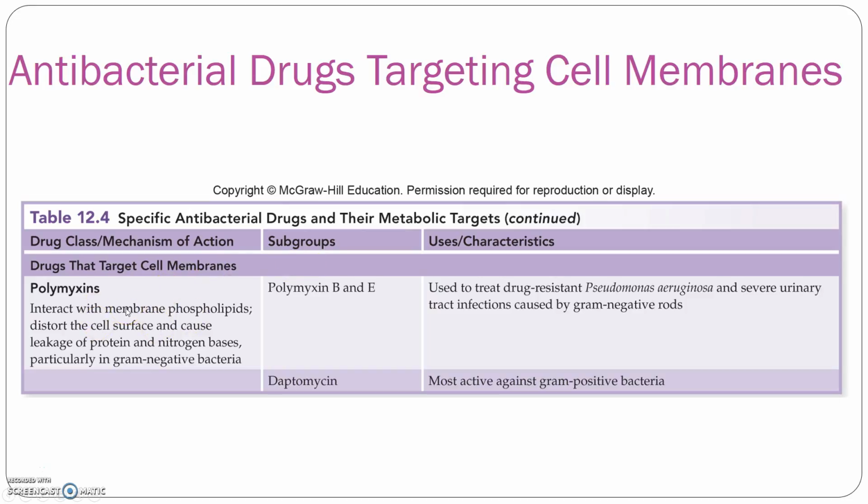The way the polymyxins work is they interact with the phospholipids in the membrane, and they sort of insert themselves into the phospholipid and disrupt it, which can cause leakage. It's particularly effective in gram-negative bacteria. Polymyxin B and polymyxin E have been used to treat drug-resistant Pseudomonas aeruginosa, as well as urinary tract infections by gram-negative rods. And there is a subgroup of polymyxins, one called daptomycin. This one actually is more effective against the gram-positive bacteria.